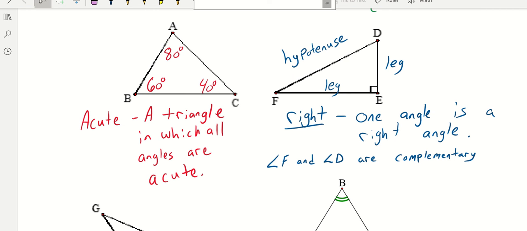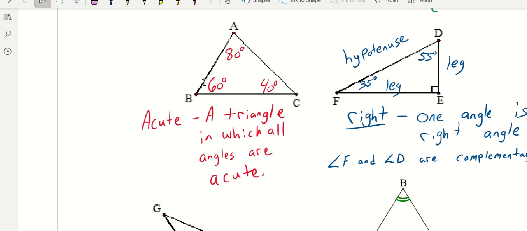So let's put some angle measures to this. If angle F is, let's call it 35 degrees, what would angle D have to be? It would have to be 55 degrees. There you go. Now, what's 35 plus 55? It is 90. What is 90 plus 90? 180 degrees, which takes us to the triangle sum theorem.